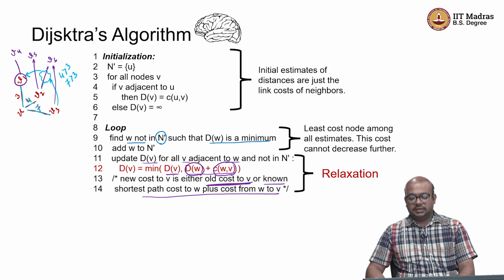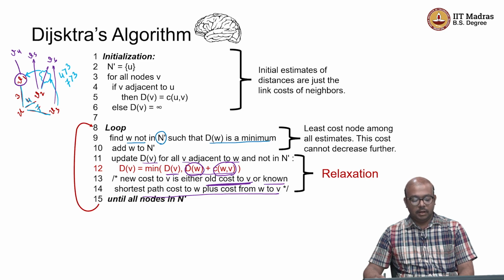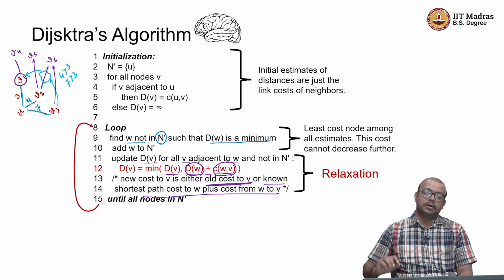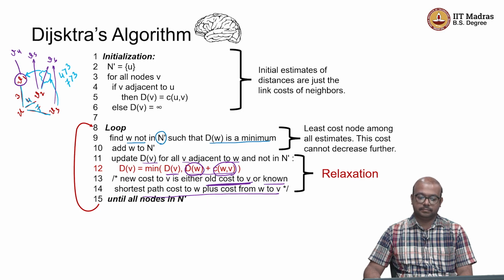This is called the relaxation step. Okay, you do not have to remember these names, but that is how this is called, until all the nodes are in the N prime set, because in N prime we are basically going to add the nodes after each iteration. One node is going to be added until all the nodes are added. We are going to repeat this process.